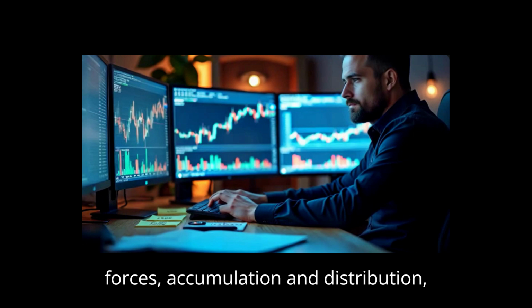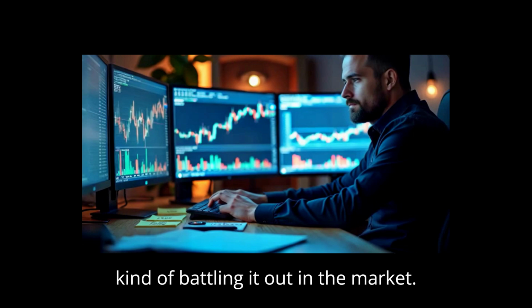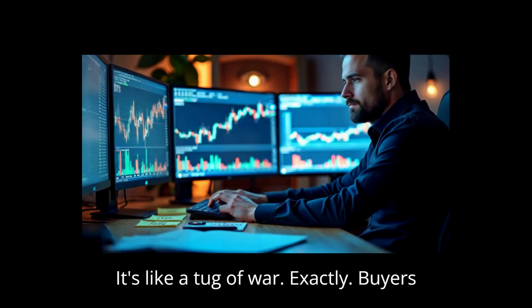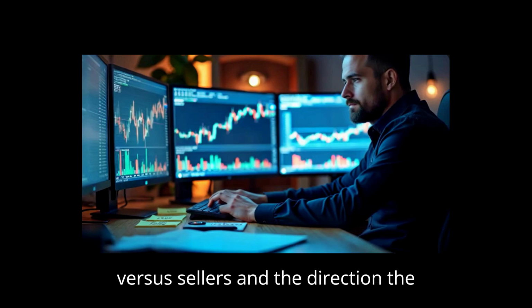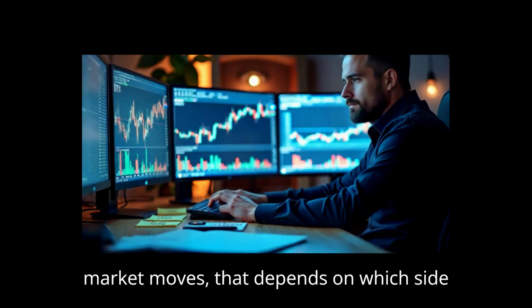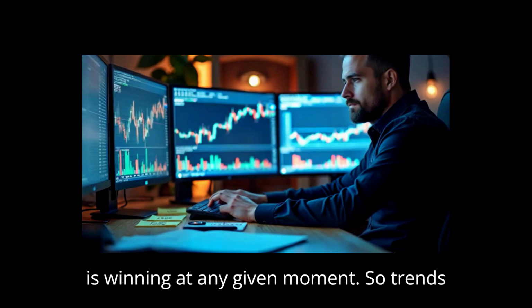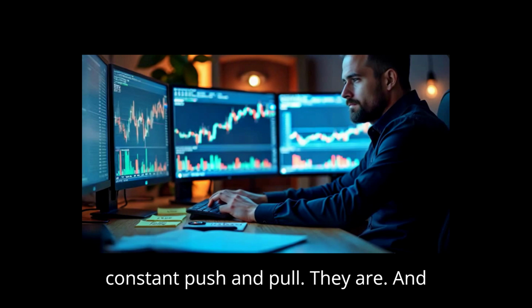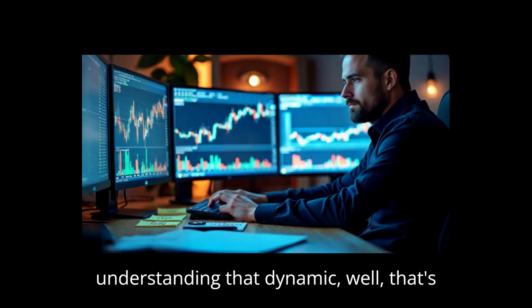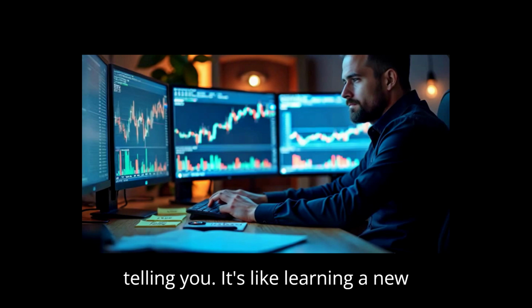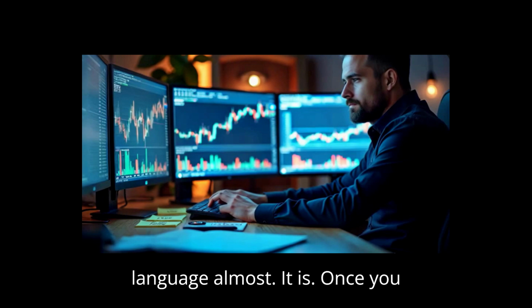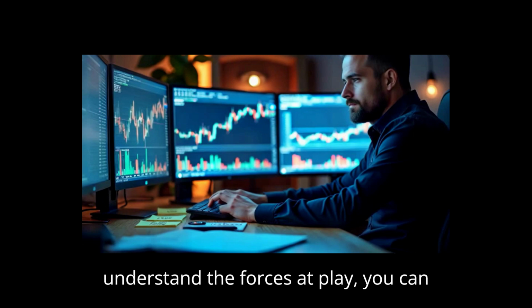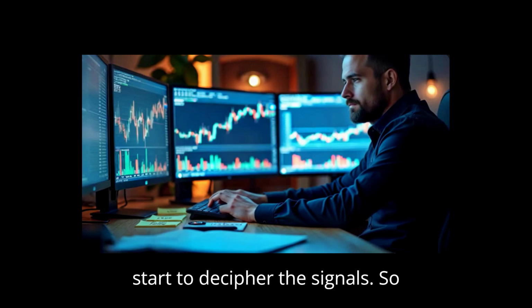Potentially. So we've got these two forces, accumulation and distribution, kind of battling it out in the market. It's like a tug of war. Exactly. Buyers versus sellers. And the direction the market moves depends on which side is winning at any given moment. So trends are basically a reflection of this constant push and pull. They are. And understanding that dynamic is key to interpreting what the market's telling you. It's like learning a new language almost. It is. Once you understand the forces at play, you can start to decipher the signals.